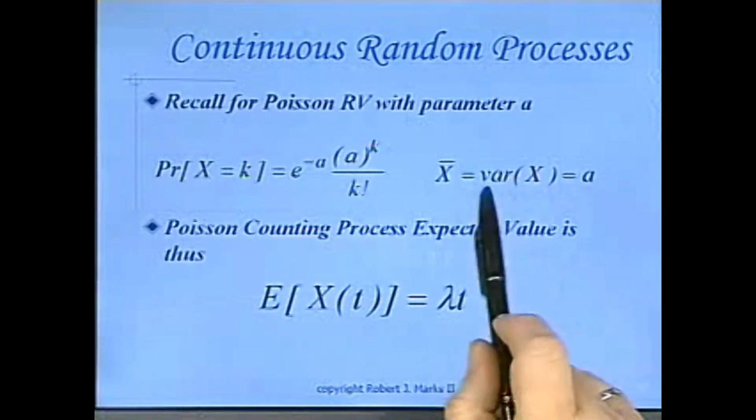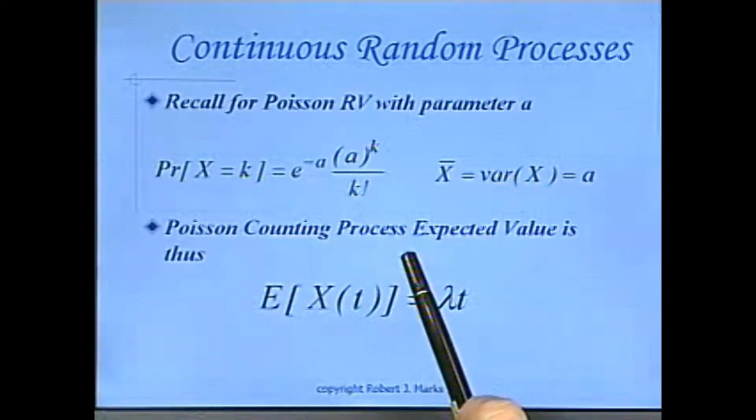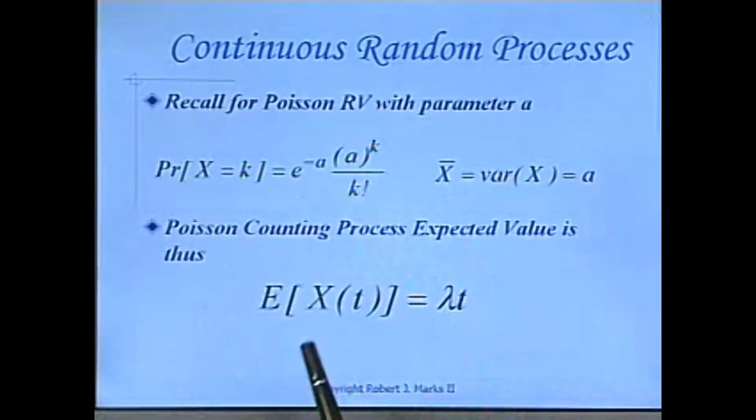If you recall, the mean of x, and the variance of x, are equal to A. The interesting thing about the Poisson is that the mean and the variance are exactly the same, which is really strange. The mean and the variance are both equal to A. Do you remember that? Very, very strange property of the Poisson. So, with this idea in mind, we look back at the previous case where A was equal to lambda t, and we see that the expected value of x of t is equal to lambda t. And this is very interestingly true.